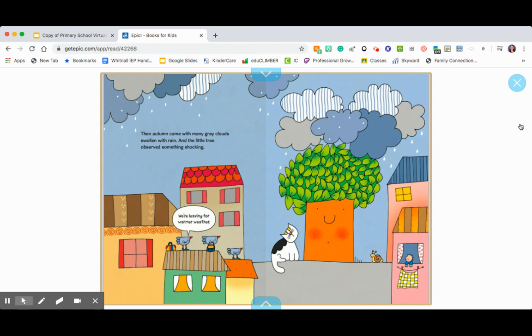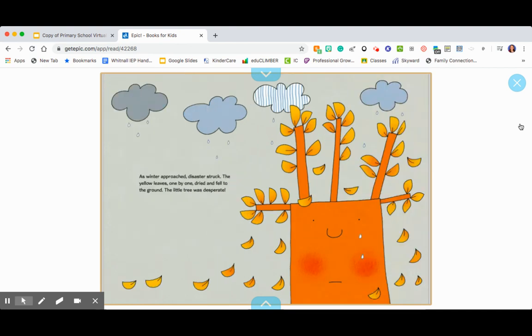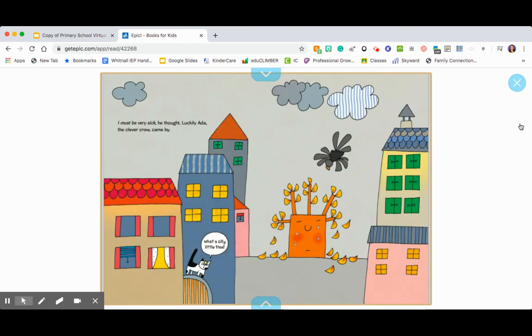We're leaving for warmer weather. He saw his leaves. His beautiful green leaves were turning yellow. As winter approached, disaster struck. The yellow leaves, one by one, dried and fell to the ground. The little tree was desperate. I must be very sick, he thought.